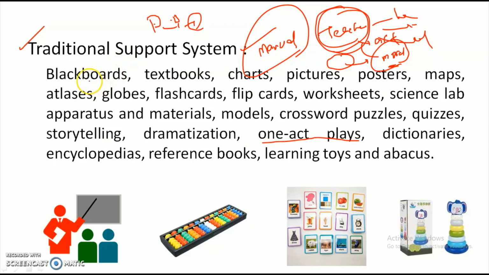So here, examples are blackboards, textbooks, charts, pictures, posters, maps, atlases, globes, flashcards, flipcards, worksheets, science lab apparatus, materials, models, crossword puzzles, quizzes, storytelling, dramatization, one act plays, dictionaries, encyclopedias, reference books, learning toys, and abacus. These are all traditional teaching support system tools.